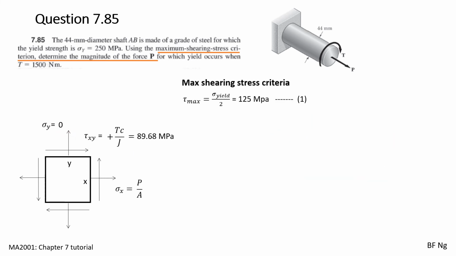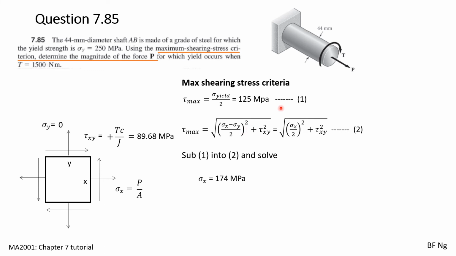We now define the maximum shearing stress criteria. The maximum shearing stress criteria says that tau max equals sigma u divided by 2. Because sigma u is 250, half of it is 125. For the element itself, tau max can also be obtained using the equations over here. We substitute equation 1 into equation 2, and then we solve, and we find that sigma x is equal to 174 megapascals.